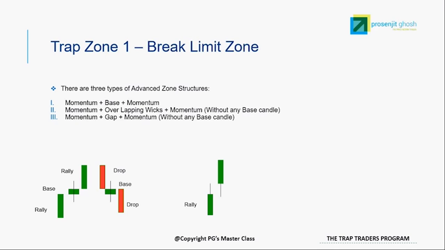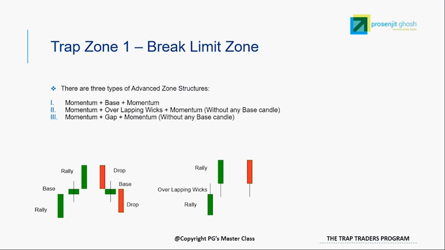Okay, so when the structure looks like this, we call it overlapping wicks. So this is momentum, overlapping wicks, momentum. There is no base candle. This is called overlapping wicks. Okay, so this is demand.